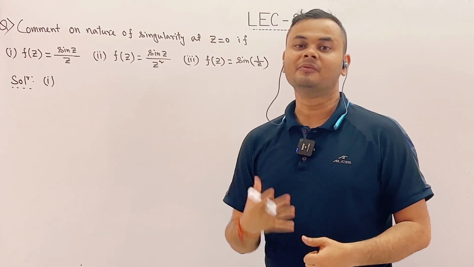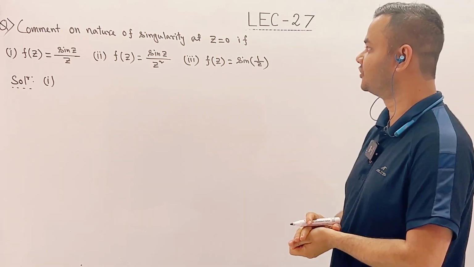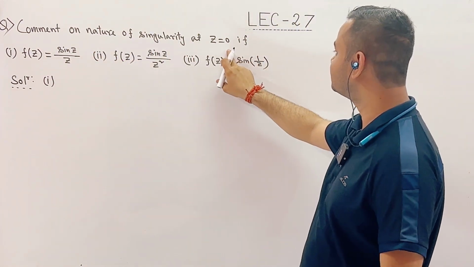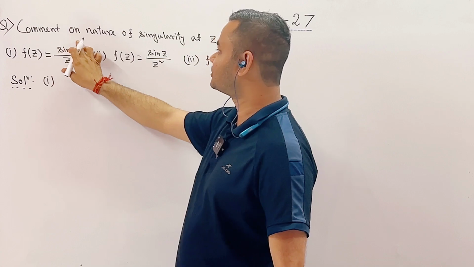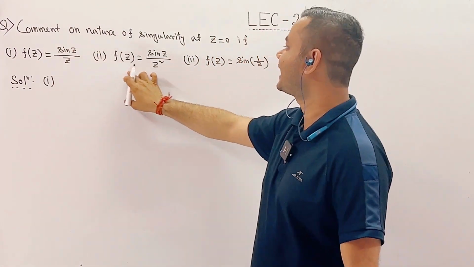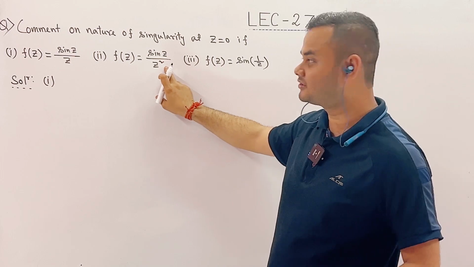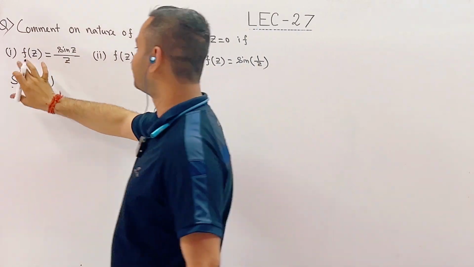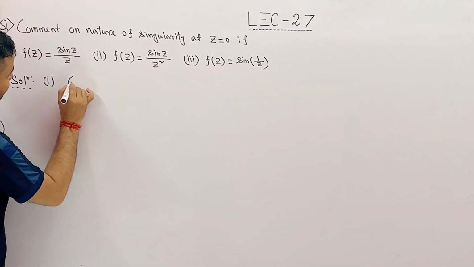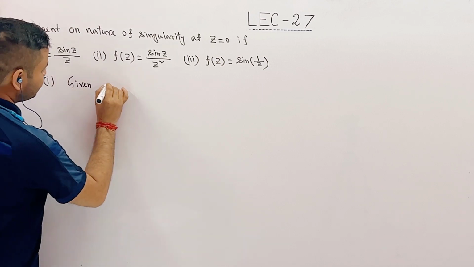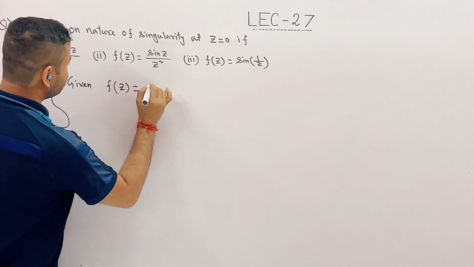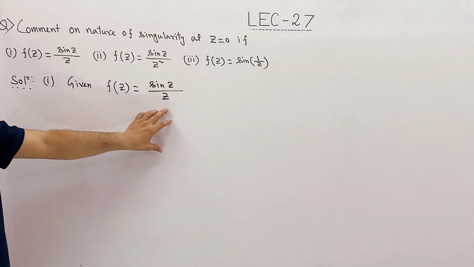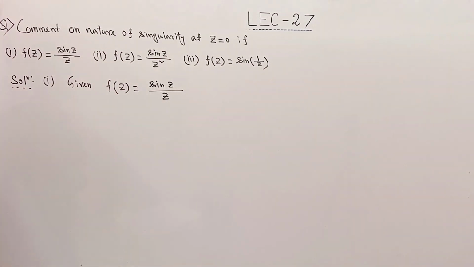Finally, let us solve some numerical problems to understand the theory part. The problem says we have to comment on the nature of singularity at z equal to 0 if number 1 f of z is equal to sin z divided by z, number 2 f of z is equal to sin z divided by z square, number 3 f of z is equal to sin 1 by z. Now, let us solve problem number 1a. So, given f of z is equal to sin z divided by z. Here we have seen that z equal to 0 is an isolated singular point.